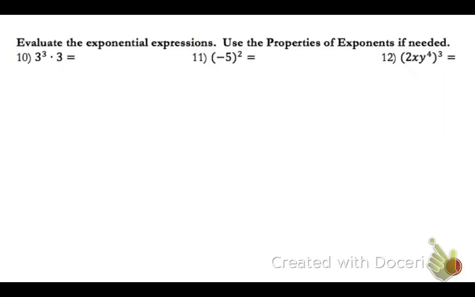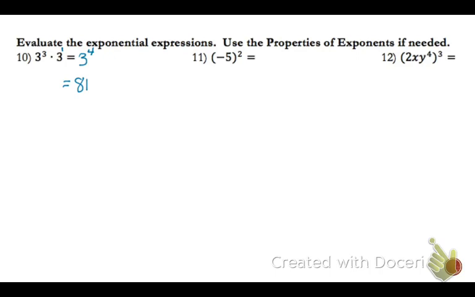Now we'll evaluate these exponential expressions, which means we'll take them down to a number value, but we'll first use exponent properties to help us do that. All right, we have same bases. We're going to add the exponents. And then 3 to the 4th power. So you can grab your calculator, or you may know it. That's 81.